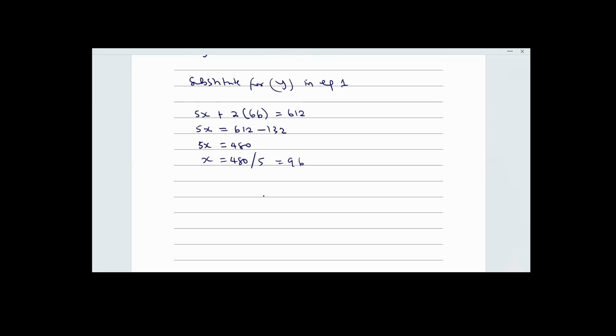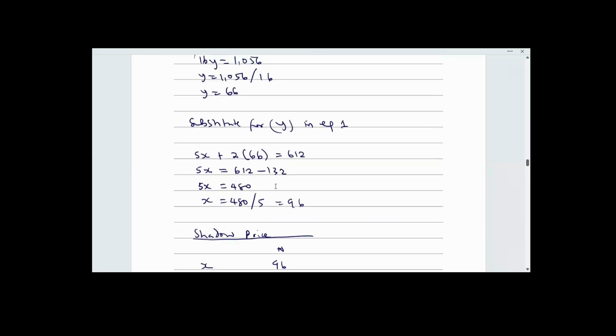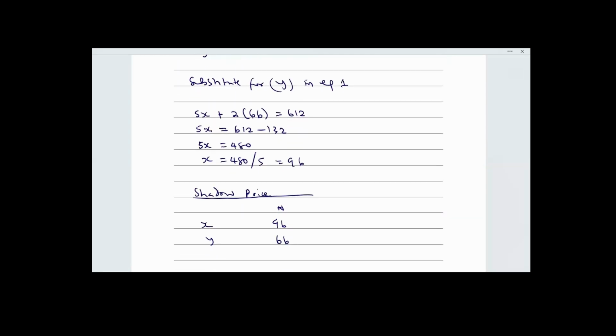Therefore, shadow price would then be, of course, figures will be in Naira. X equal to 96, Y equal to 66. That's the extra contribution derivable from the additional units of the limited scarce resources that have been fully utilized at the optimal level of activity. This is how to calculate shadow price.